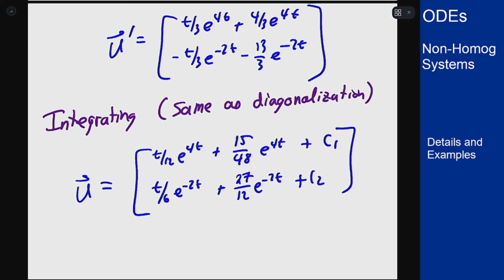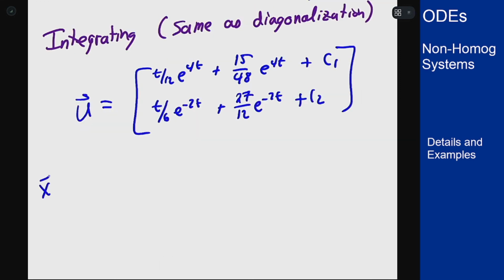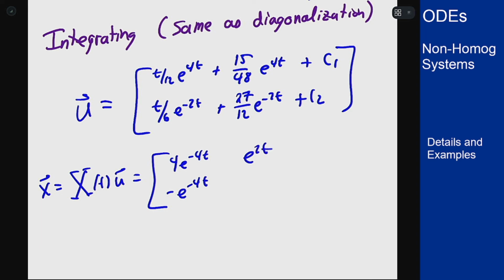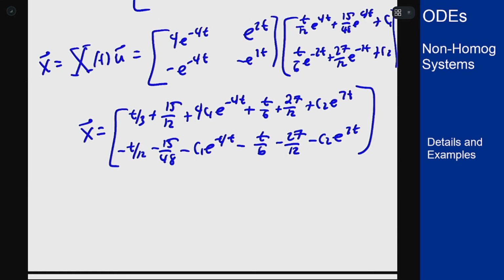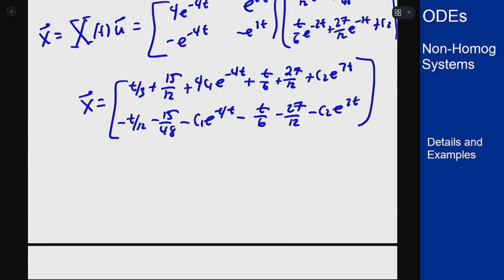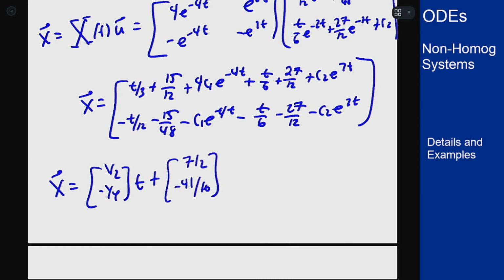And then finally, we get our solution as X times u. Our solution x here should be our fundamental matrix X times this u. Matrix X, we had way before, 4 e to the minus 4t and minus e to the minus 4t, e to the 2t and minus e to the 2t, times this vector u. And we can carry this multiplication to get our solution. And if we collect terms and collect expressions just like in the last couple examples, we will see that we get our solution x as 1/2 minus 1/4 times t plus 15 over 12 plus 27 is 42 is again 7/2, and we'll see the negative 41 over 16 down here, plus a c1 4 minus 1 e to the minus 4t, a c2 1 minus 1 e to the 2t.